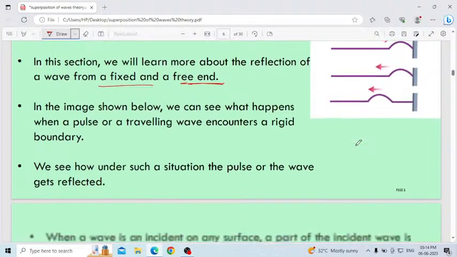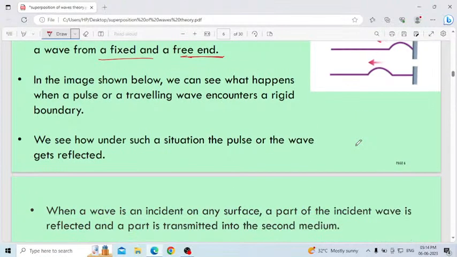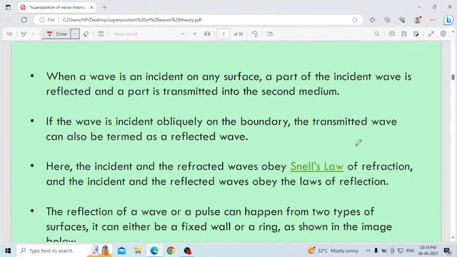We see how under such a situation the pulse, the wave, will get reflected. Then here I listed a few important points. When a wave is incident on any surface, part of the incident wave is reflected, and the remaining part may be transmitted.